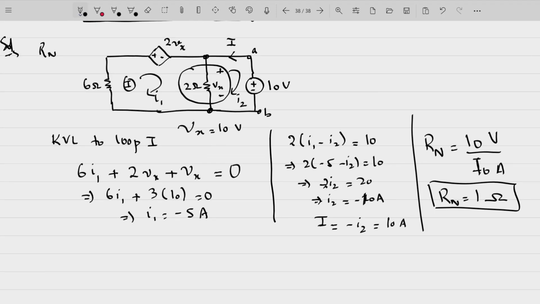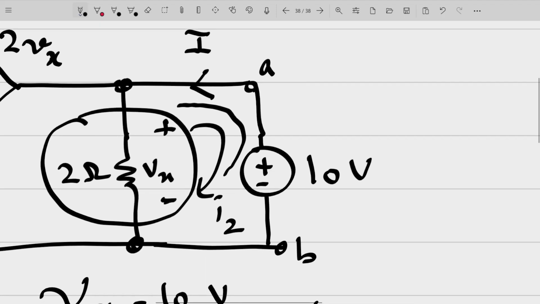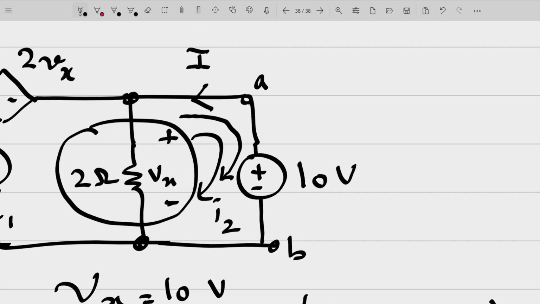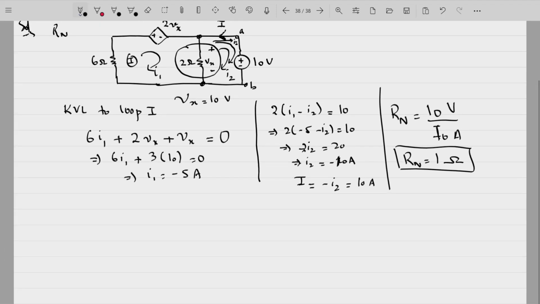Sir, I is equal to minus I2. If you look at I2, I have shown the current like this. I2 is in this direction and I is in this direction, so I2 is equal to minus I. This is Rn. Now you have to find out In.